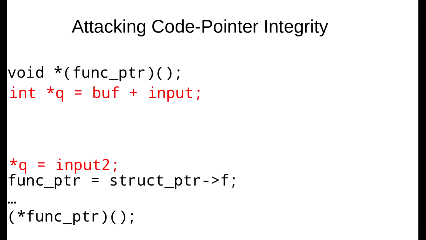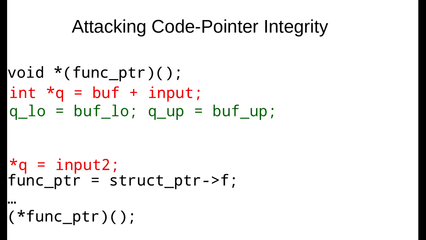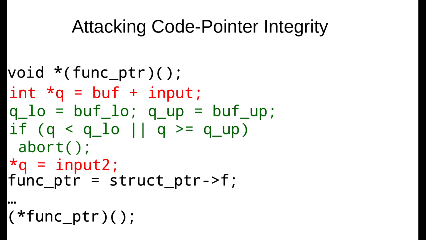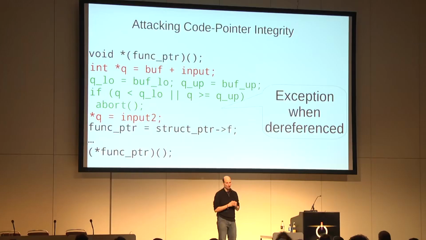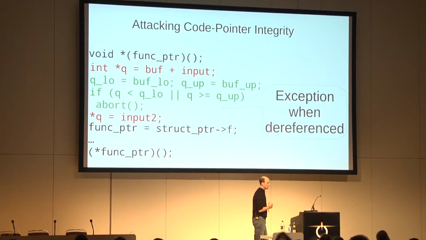So let's see how our example looks if we have bounds checks in addition to the separation. Just like in the example of memory safety before, we add the lower and upper bounds, and we execute an additional check if the bounds are still valid. And before the attacker could override the function pointer or redirect the struct pointer, an exception would be triggered whenever that is dereferenced.